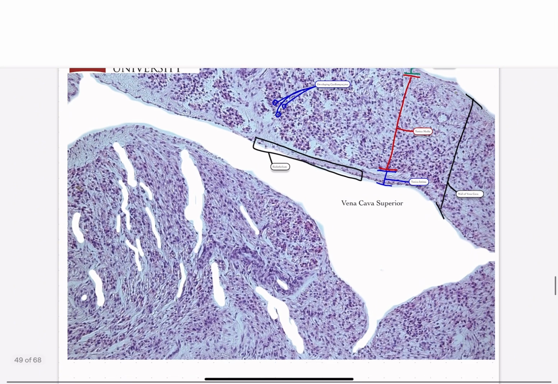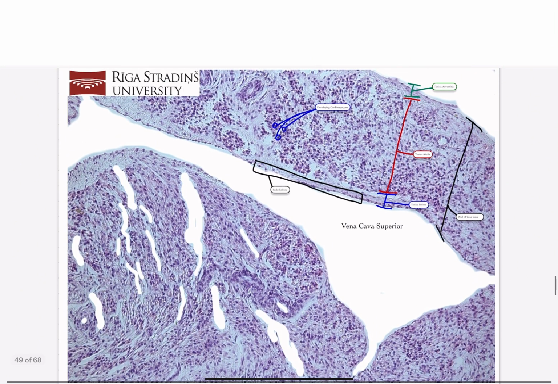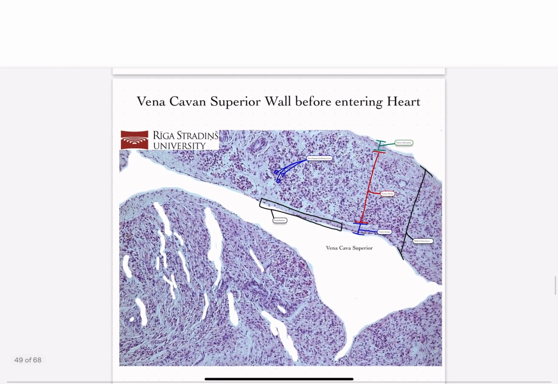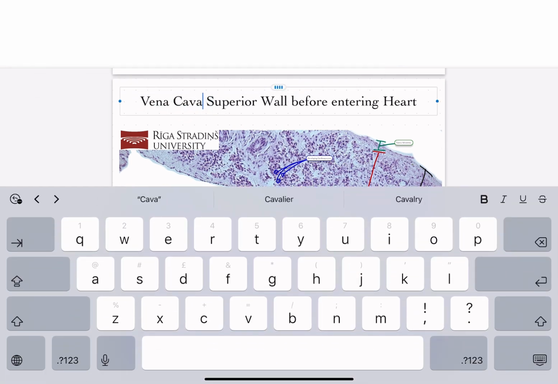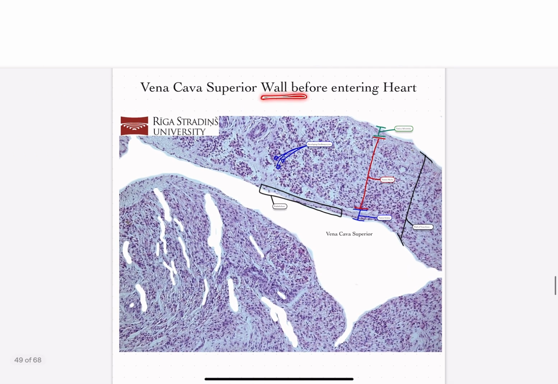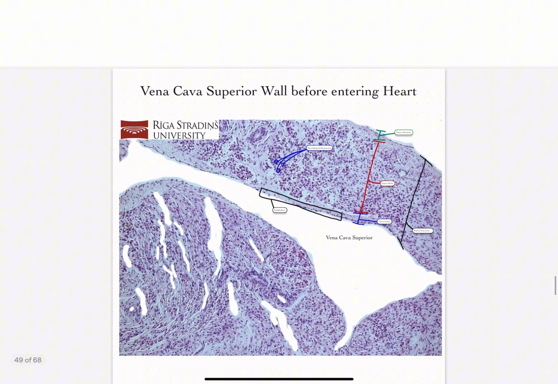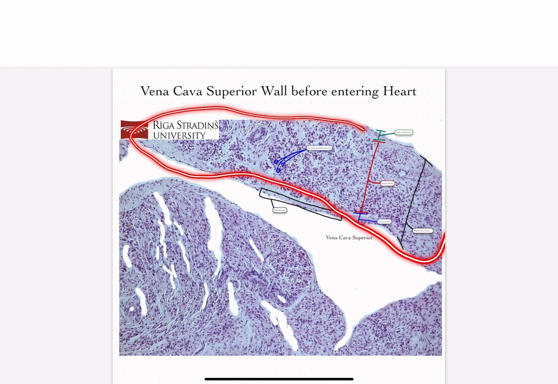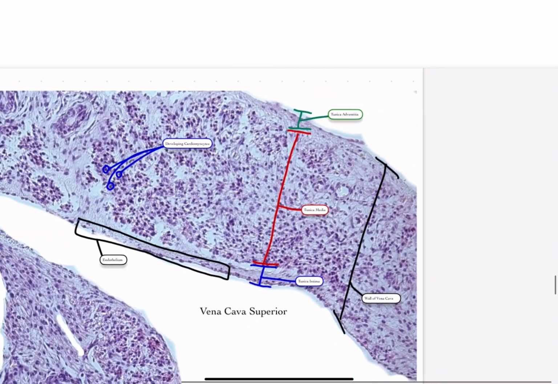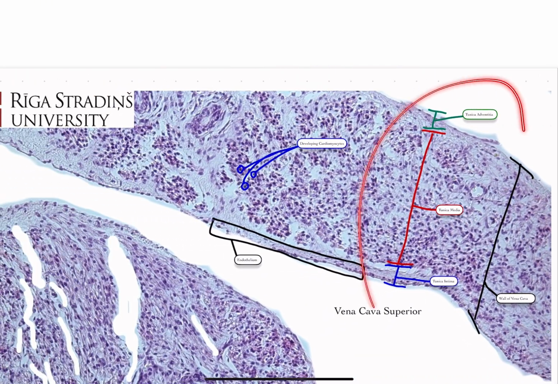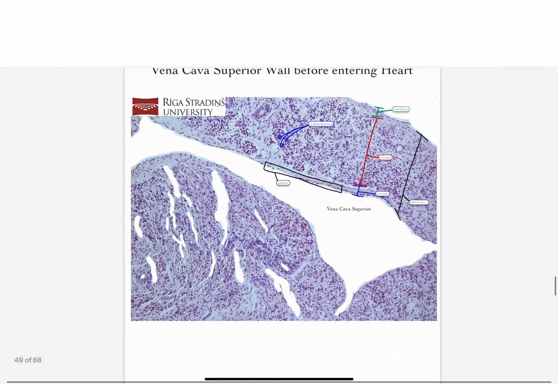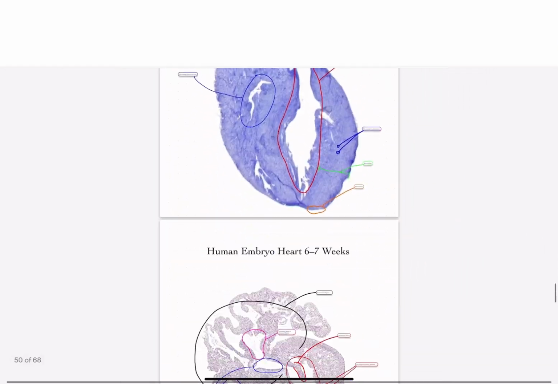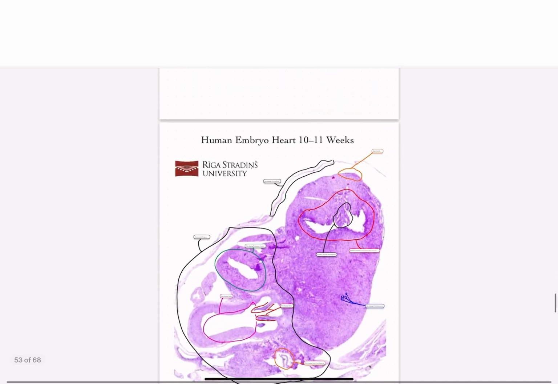Same here. This is more of a zoomed in version of the heart, and in this case it's the vena cava. Which one is that? Vena cava superior. And it's the wall of the vena cava superior before entering the heart, apparently. So here we have the wall, and of course the wall of any blood vessel can be split like so, specifically muscle type blood vessels, I would say. Okay, that was the heart.